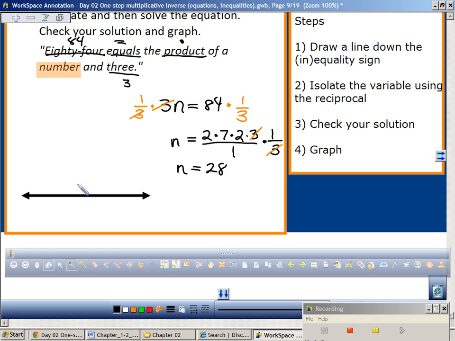Okay? You go ahead and graph that. This is 0, and this is 28. We're not talking about an inequality. We're talking about an equality. So it's just n equals 28. Okay, go ahead and write that down in your notes.